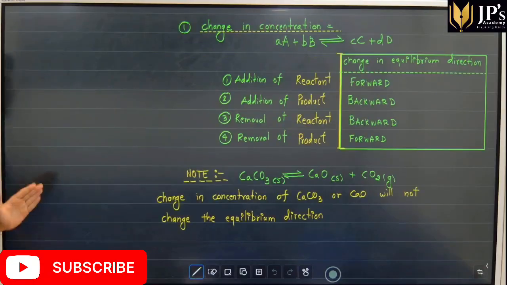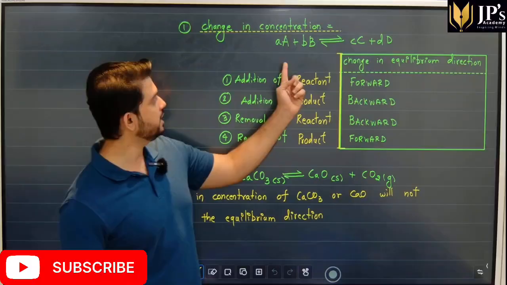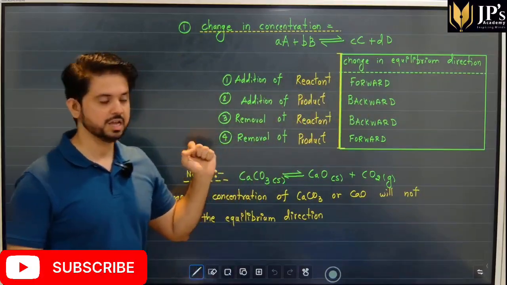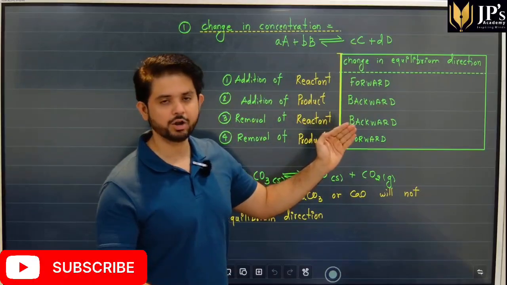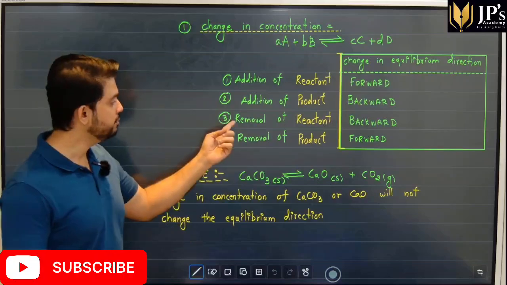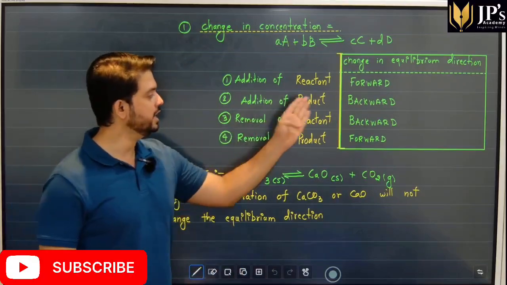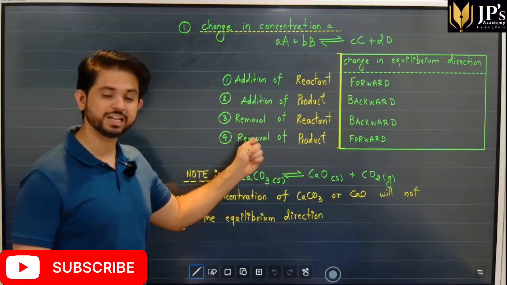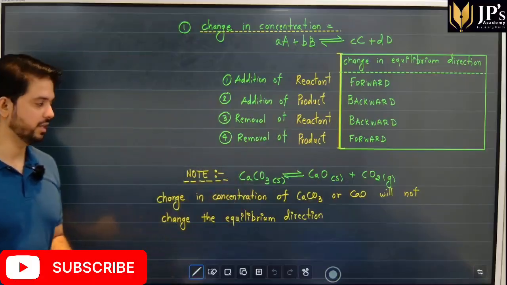So, first of all, change in concentration. Students, if you increase the concentration of reactant, the equilibrium will shift in forward direction. If you increase the concentration of product, or on addition of product, equilibrium shifts in backward direction. If you remove any reactant, if you decrease the concentration of reactant, equilibrium shifts backward. And if you decrease the concentration of products, equilibrium shifts in forward direction.